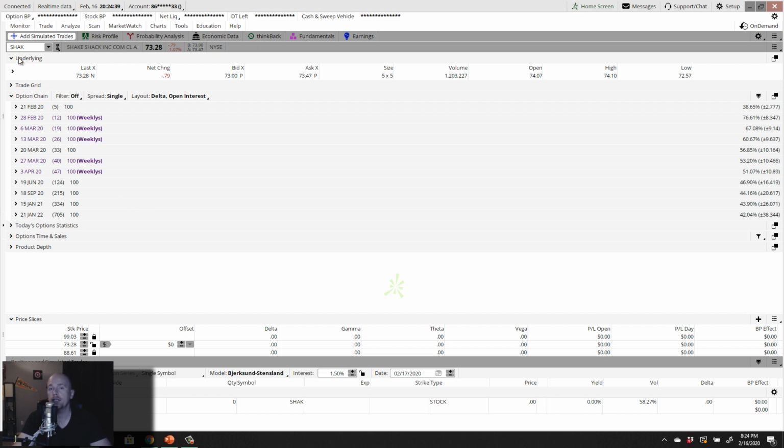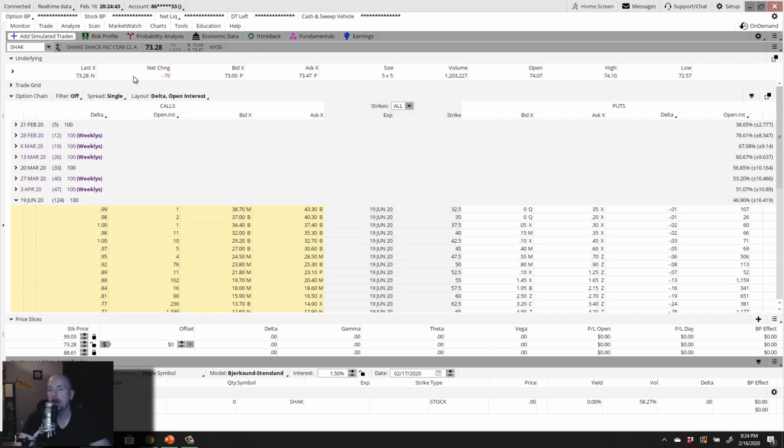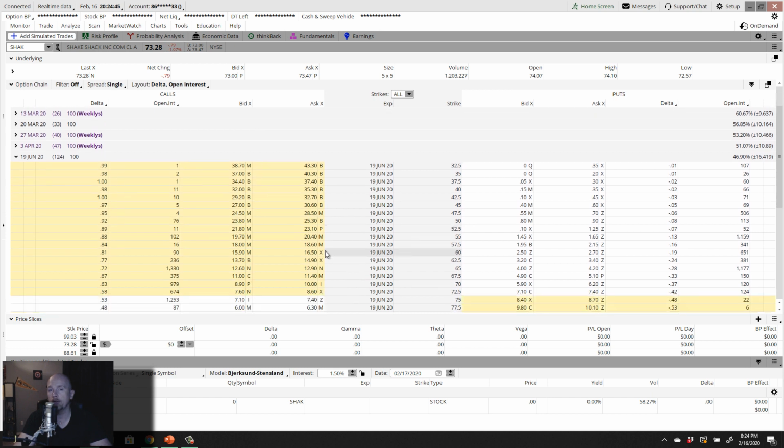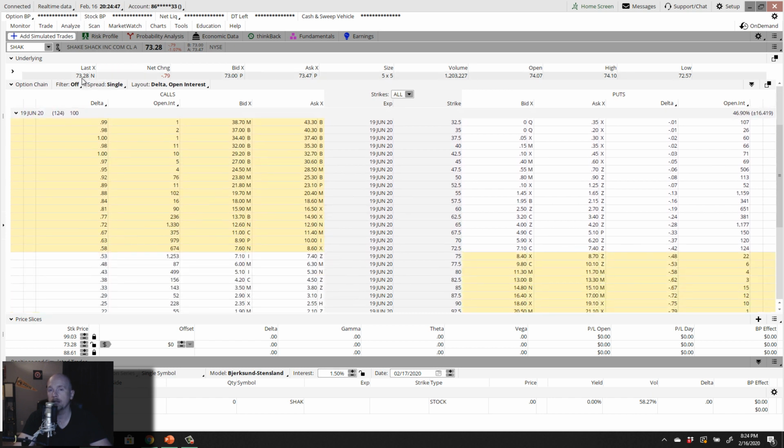But looking at Shake Shack, let's just say theoretically I was going to go out and buy the June call options. Now, the June call options, when I look at this, the one that might make the most sense as a purchase, if I'm bullish, would probably be this 77.50. Now, actually the 75. This 75 makes pretty good sense. I've got 1,200 contracts of open interest. I've got a delta of 53. I think the 77.50s actually might work a bit better with the delta of 48.